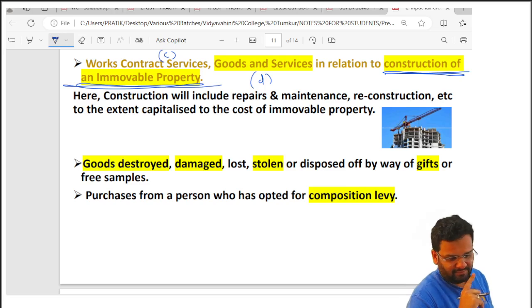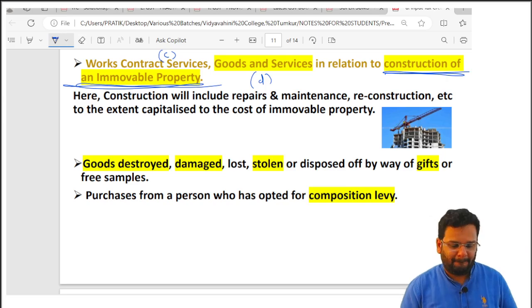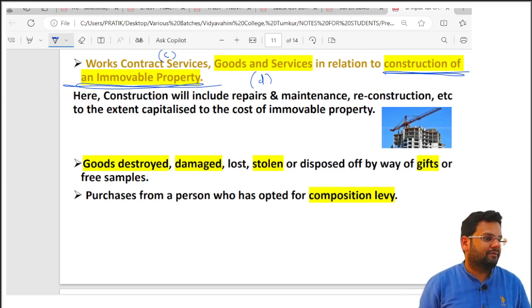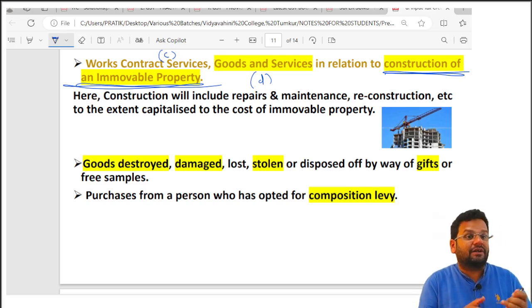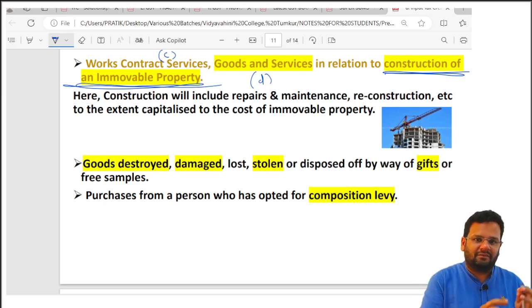One more thing. What is works contract? Works contract means it's a combined contract of goods and service.